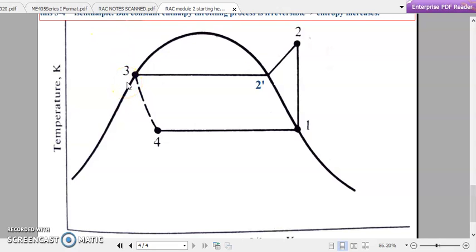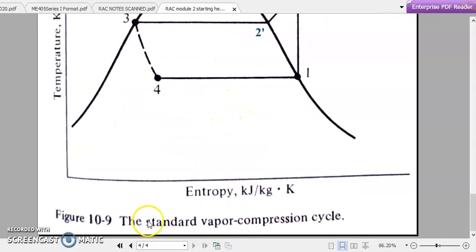So, dear students, let us continue with our discussion. In the last session, we understood that this is the TS diagram for representing the standard vapor compression refrigeration cycle, or we can call it VCRS, that is, vapor compression refrigeration system.